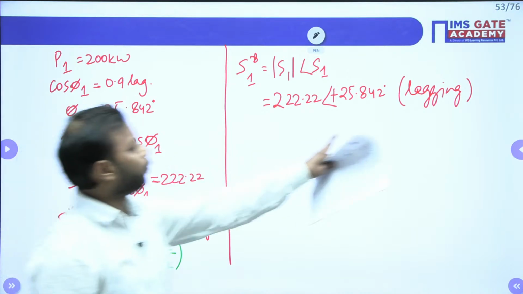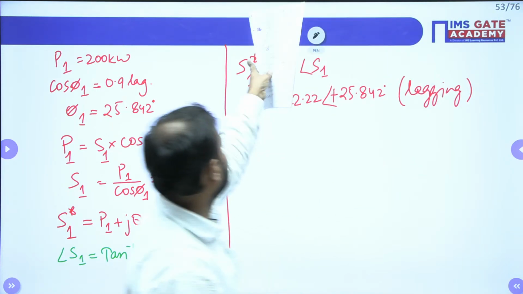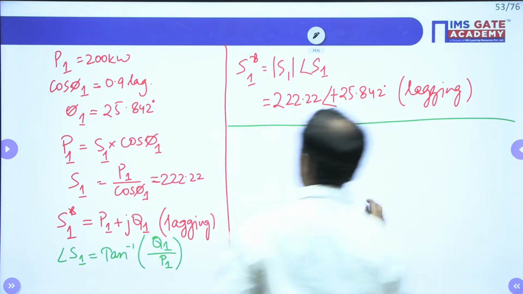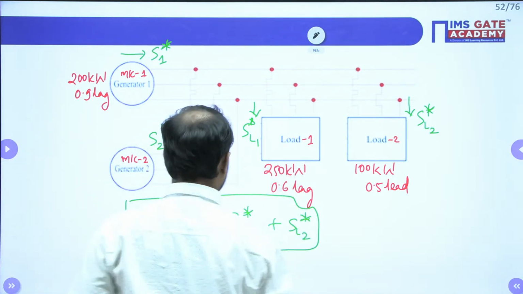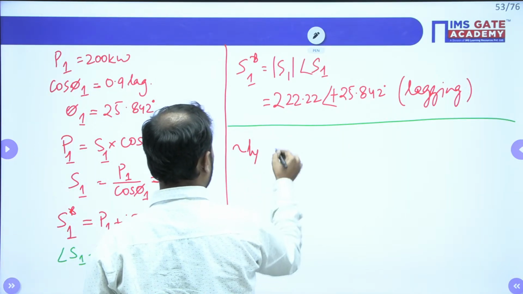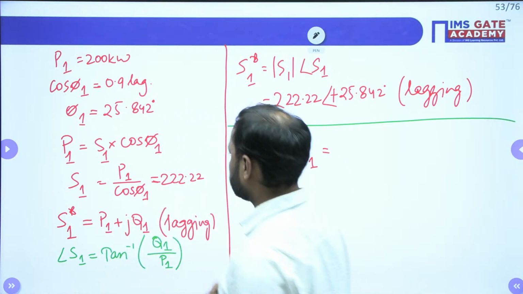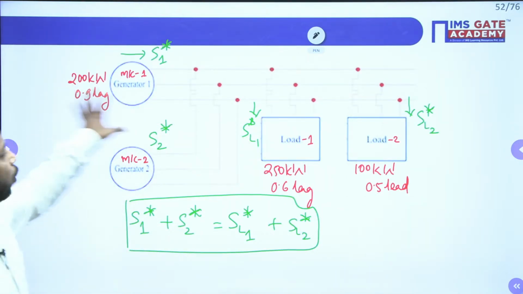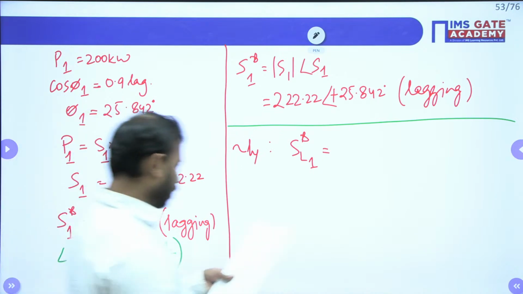So for the lagging power factor, you will have to take the angle of S as positive for the lagging, and this is complex power. In the same way, if you find for machines, for the load, let us take SL1 complex. So I am writing it directly. I hope this is clear. In the same way we are going to calculate for SL1 and SL2. All right. So let me write it directly.